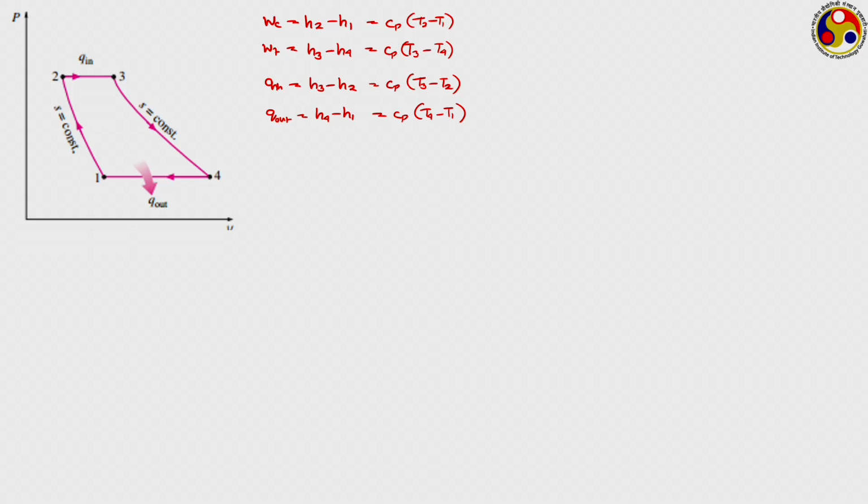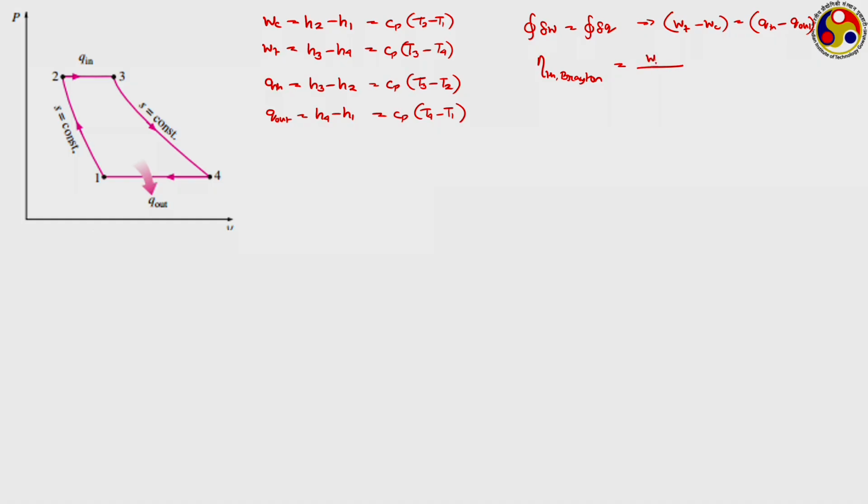And applying the first law of thermodynamics for a cycle, we can write the cyclic integral of del W is equal to cyclic integral of del Q, that is total work interaction or net work output, which is WT minus WC, will be equal to net heat input, that is Q in minus Q out. So, what will be the efficiency for this cycle? The thermal efficiency for this Brayton cycle will be equal to net work output by Q in.